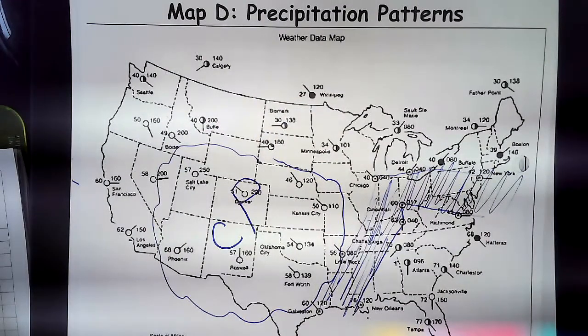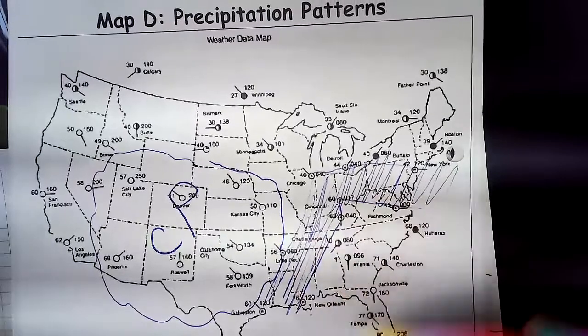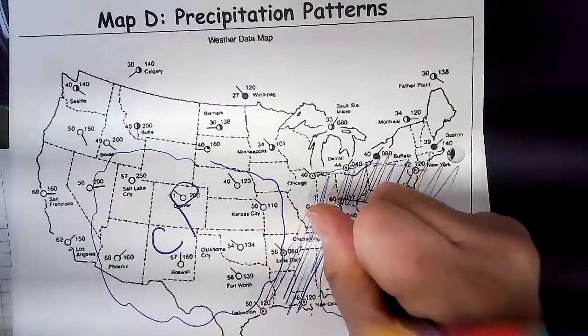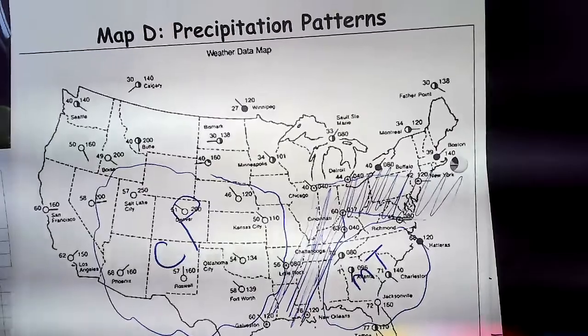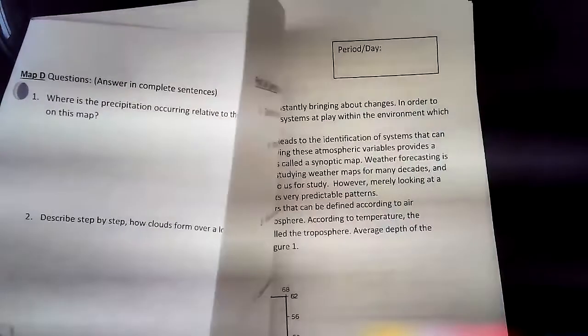Now we're going to talk about the maritime tropical. That is a wet and warm air mass. Again, here we can see a pretty wet area right here, and the temperatures are all warm. This is going to be our maritime tropical. That's map D. Again, you're going to answer the questions about map D. There's not too many. Now, map E is where we tie it all together.